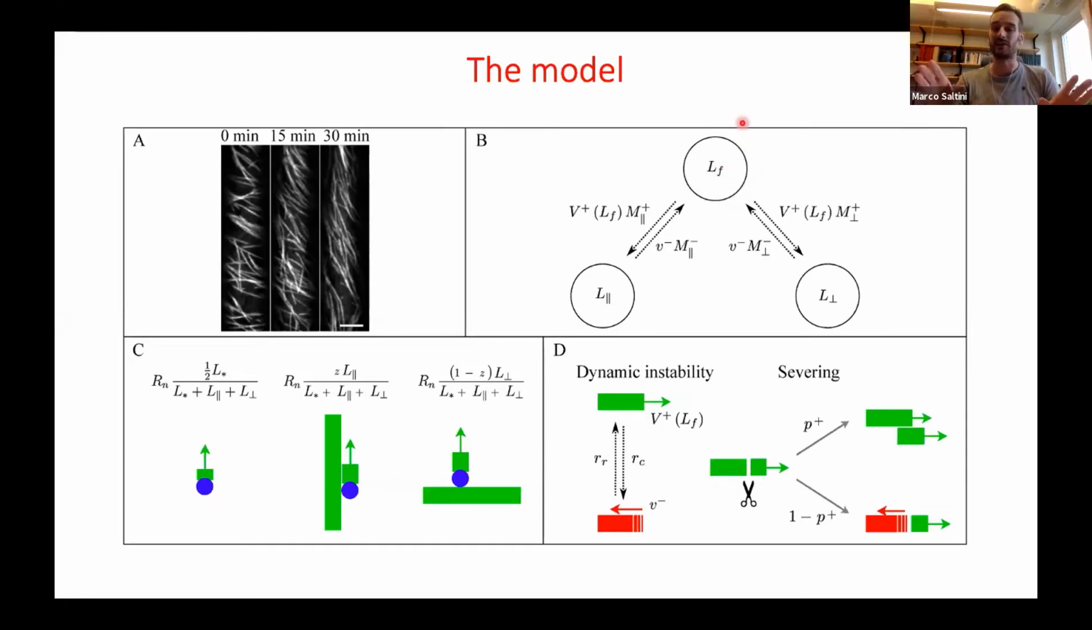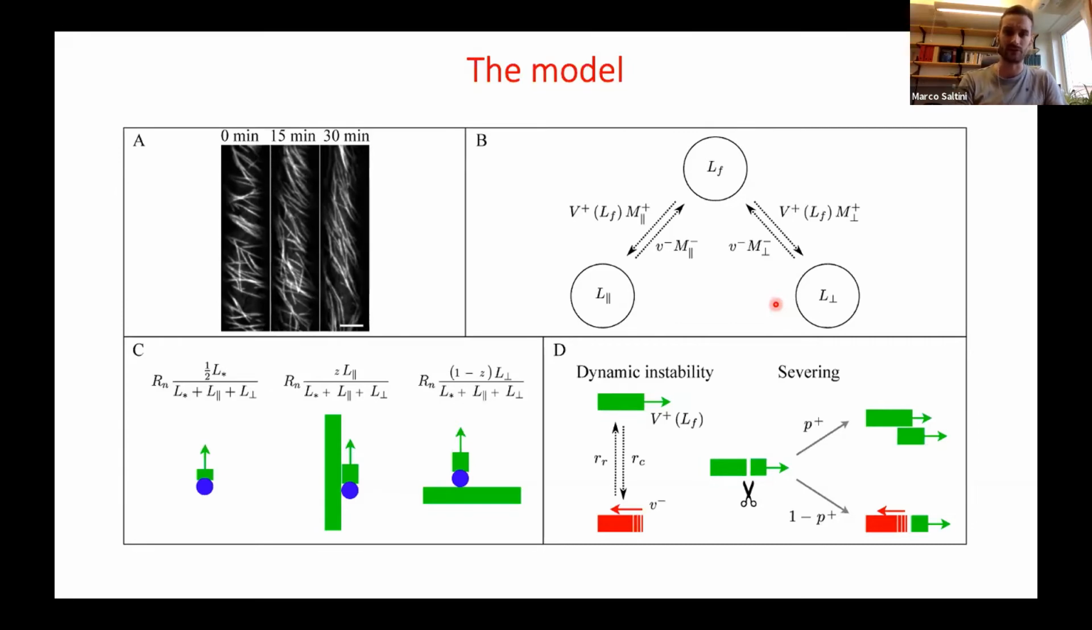Indeed, we do not take into consideration the cell surface. We do not take into consideration the actual geometry of the cell. We only want to make a model in which we have competition between two different populations. And we want to see if the asymmetry induced by, for instance, the preferential severing for the longitudinal microtubules is enough to explain this lock-in in the longitudinal direction of the microtubules of the cortical array.